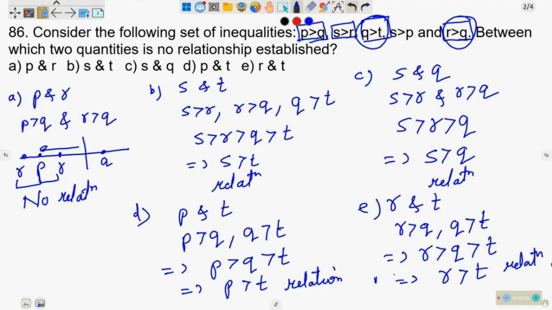So if you see all the five options, option A is the only possibility we have found where P and R do not have any relations. Hence the solution.